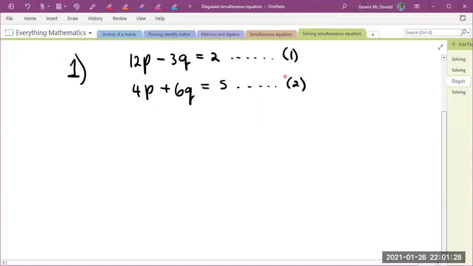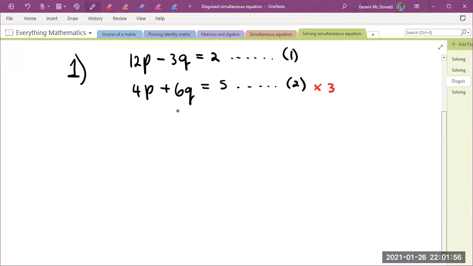So in this case here, once we recognize that we could solve it simultaneously, we just do what we do as if it was a simultaneous equation. So here I want to eliminate, I could eliminate for P or I could eliminate for Q. Let me try eliminating for P. If I want to eliminate for P, I want the coefficients to be the same, and I could easily achieve that by multiplying equation 2 by 3.